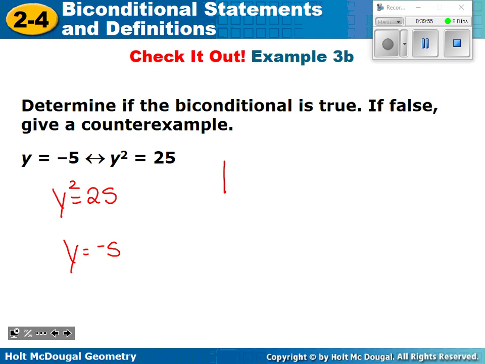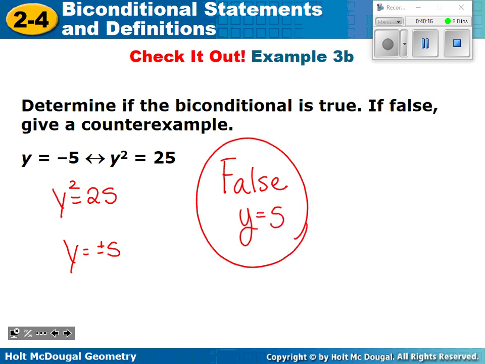This is false because when we look at the converse and switch it, what are my possibilities for y? 5 or negative 5. So if I'm solving this equation, I can get 2 answers. But if I'm just given y is negative 5, then y squared would be 25. So false, and my counterexample would just be y could equal 5. Remember, your counterexample is a specific number picture statement.